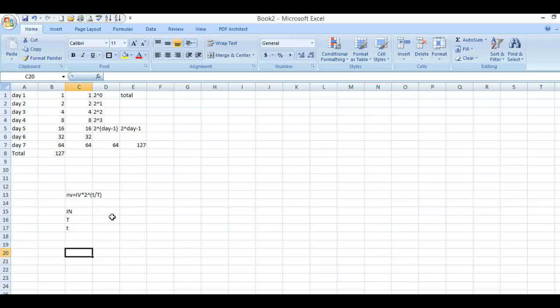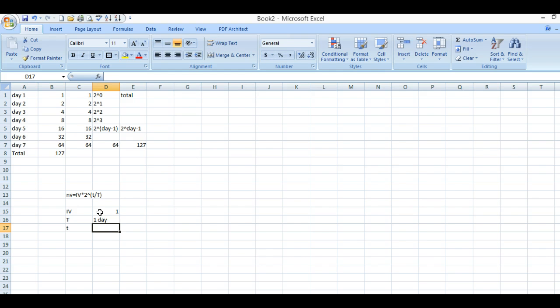So here we're back in Excel, and down here I've already put in the formula, new value equals initial value times 2, sorry, I'll click out of that so you can see, raised to the t, which is the time, divided by t, the capital T, which is the doubling time. So let's find out what the initial value is. I used 2 different variables. So the initial value, I start out with 1 zucchini. The doubling time is 1 day.